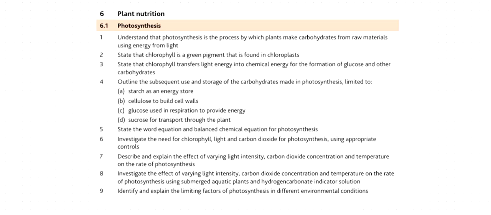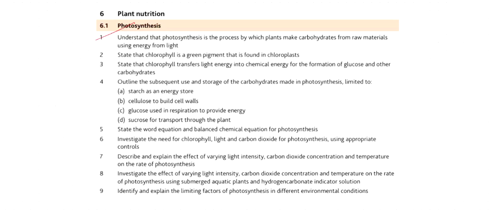The code is 5090, and this is the syllabus of 2023 to 2026. So, in plant nutrition, as you see here in the learning outcomes of the Cambridge syllabus, first of all, we need to understand that photosynthesis is the process by which plants make carbohydrates from raw materials. So, let's start from the first learning outcome of the Cambridge syllabus.